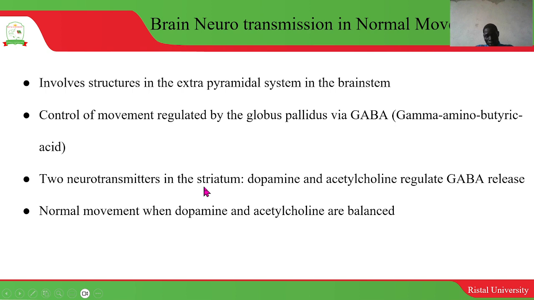And then two neurotransmitters in the striatum. The striatum is also a specialized area of the brain. All these are specialized areas of the brain that perform specific functions based on the neurotransmitters that are stored in them. So in the striatum, we have dopamine and acetylcholine, which regulate the release of the other neurotransmitter, GABA, gamma aminobutyric acid. Normal movement occurs when dopamine and acetylcholine are balanced. We are always able to move well because our body systems keep the balance between dopamine and acetylcholine, which is excitatory. This is inhibitory.